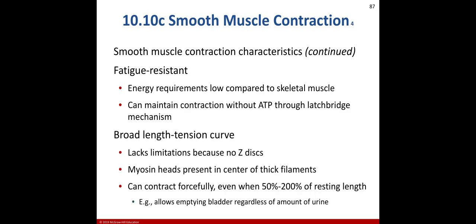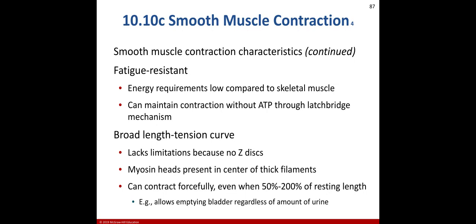The good news is, because of that property, they're fatigue resistant. Their energy requirements are rather low compared to skeletal muscles. And with that, we see that they can maintain their contraction without ATP because of that latch bridge. They're all connecting together. We have what we call a broad length tension curve.